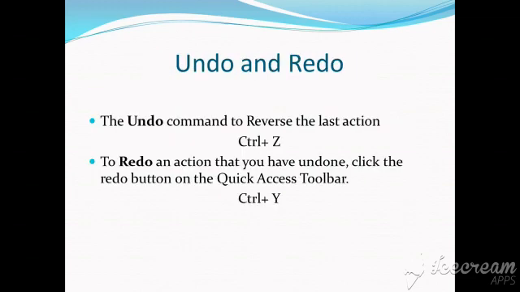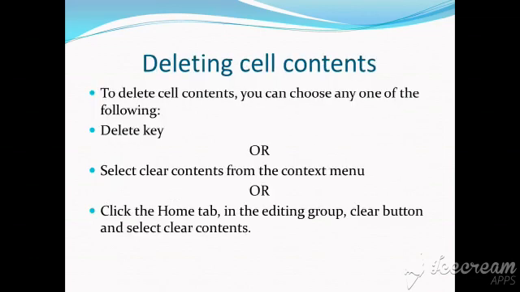Okay, then we have the undo and redo commands. With the undo command, I can reverse the last action, and we have the Ctrl plus Z shortcut key. With the redo command, we can redo an action that you have undone, and for that we can just click on the redo button. These two buttons already appear on the quick access toolbar, or otherwise you can also use the shortcut keys. Okay, now how can we delete cell contents?